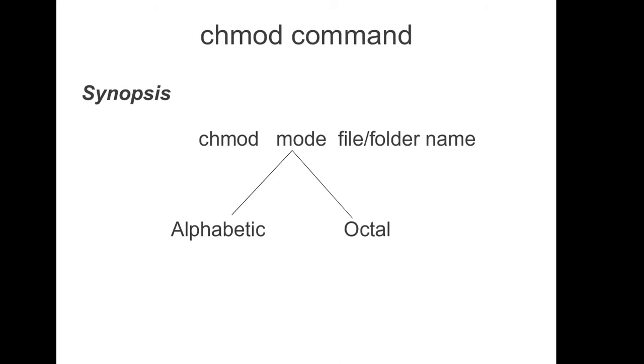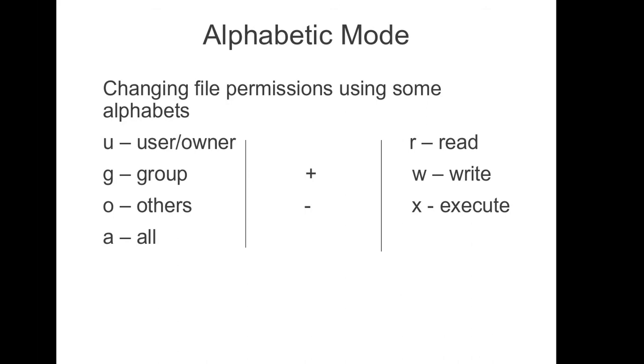Let's quickly jump into the synopsis for the chmod command. It's quite simple: chmod followed by the mode followed by a file or folder name. Mode can either be alphabetic or octal. In alphabetic mode, we are allowed to use alphabets to change file and folder permissions. The alphabets are given here: U for user or owner of the file, G for the group, O for other users except user and group users, A for all users.